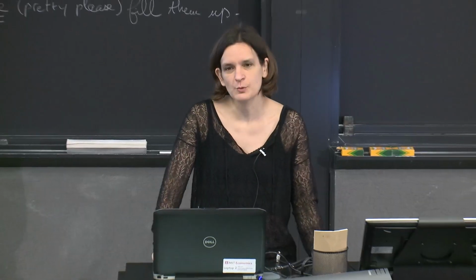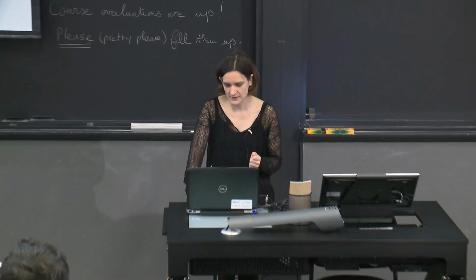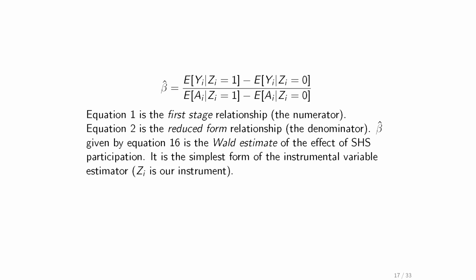Jumping in where we left off, we basically discussed the Wald estimate, which is a ratio of the difference in mean for the outcome for the group that has a 1 for the instrument minus the group that has 0, divided by the same thing for the intervening variable. So the ratio of the reduced form divided by the first stage.